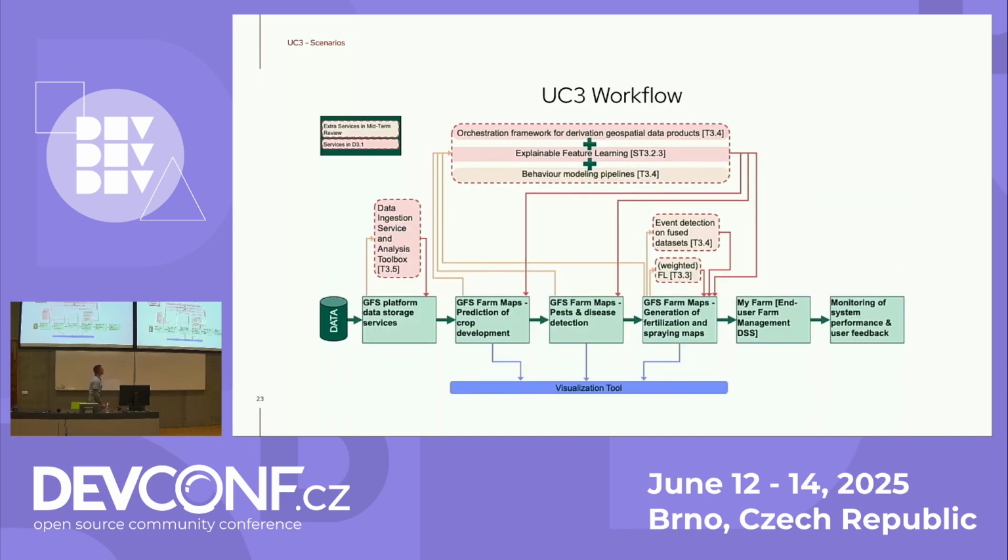So this is the workflow. Basically, we start here with the raw data. That data is passed into the Gemma Fusion suite, which I'll show you in a second. This platform basically manages and stores the data, and it's pulling in external data from the data ingestion service. Then that data is used in the next three boxes here to predict and create the maps.